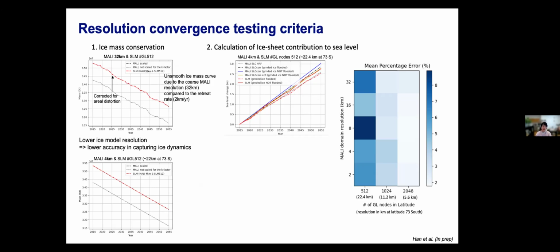The point I wanted to make here is that not only is the mesh criteria important, but depending on how one calculates ice sheet contribution to sea level, you can get such variable results. I think that's something we as a community need to talk about transparently: how do we convert ice sheet contribution to sea level? Which method do you use, and which ocean area do you use? Being transparent and having a very standardized way of converting ice sheet contribution to sea level would be very useful.